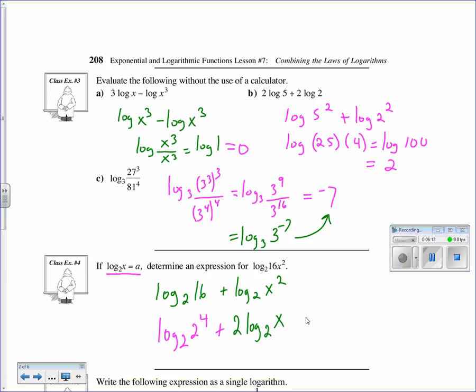So the blue statement can be evaluated as 4, and the green statement, the 2 is going to come out, still be there, but the log base 2 of x can actually be replaced with a. So my answer is 4 plus 2a.